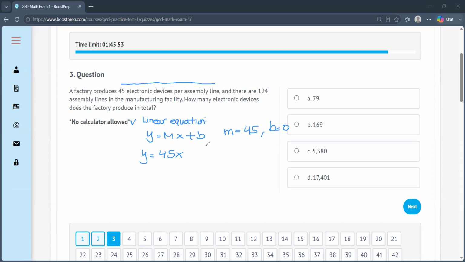Okay, then what you're going to do is figure out your variables. So what is my x and what is my y? I know my x is going to be assembly line. So yes, my x is assembly line. And my y, I believe it's going to be the cost. I mean, not cost. No, it would be the electronic devices. The number of electronic devices.